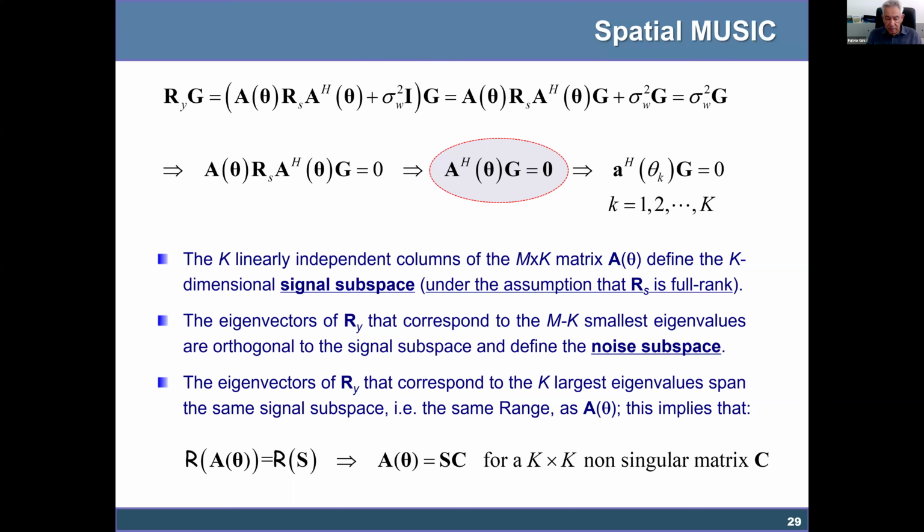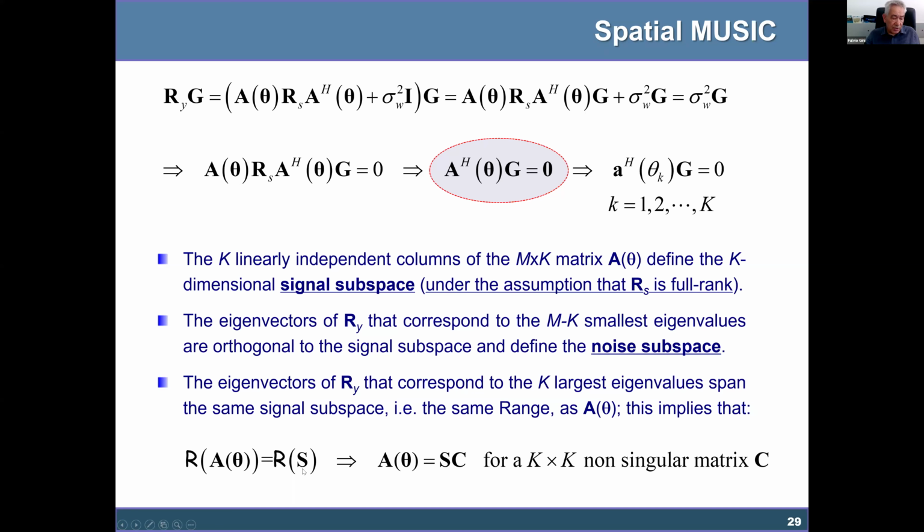The eigenvectors of the matrix that correspond to the k largest eigenvalues span the signal subspace. So they span the same subspace generated by the columns of A. In other words, the signal subspace is generated by the columns of A, and the eigenvectors in S represent an orthonormal base for this subspace, and the range is the same.